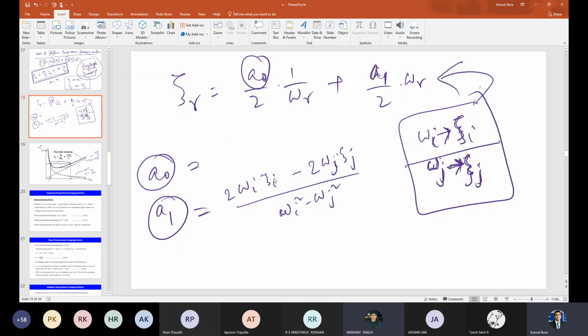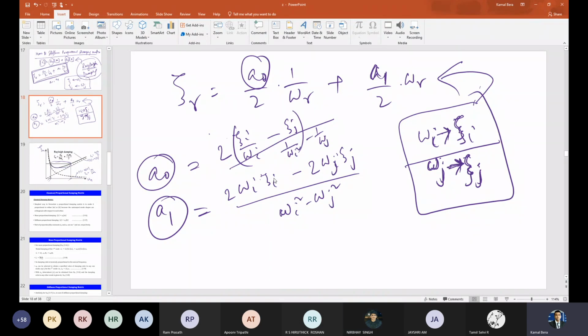And A naught equals 2 into (eta i divided by omega i minus eta j divided by omega j), the whole bracket divided by 1 by omega i square minus 1 by omega j square. Yes, I think it is the term 1 by omega i square minus 1 by omega j square. Yes.